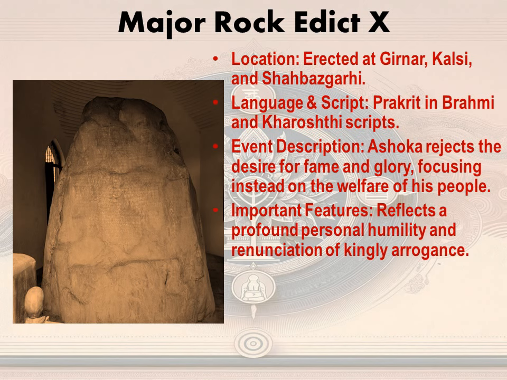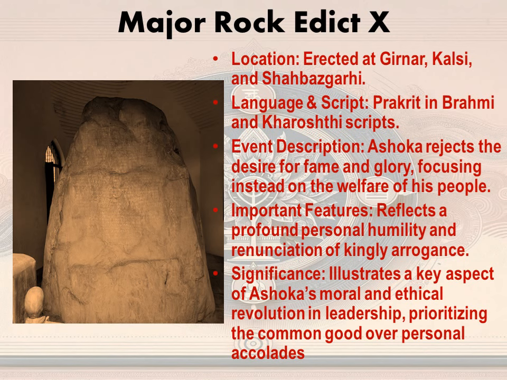It reflects profound personal humility and renunciation of kingly arrogance. So he focuses on the fact that a king should not be arrogant or should not project his power just because he is a king. He should remain very humble and focus on the welfare of his subjects. It illustrates a key aspect of Ashok's moral and ethical revolution in leadership, prioritizing the common good over personal accolades. So, the common good should be focused upon by the emperor, and personal glory should not be stressed upon by any leader of the government. That was what Ashok said in this Rock Edict.